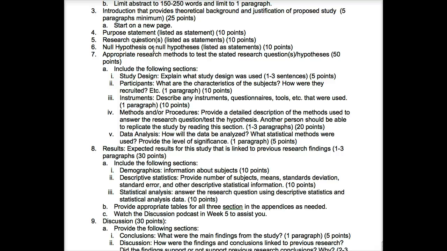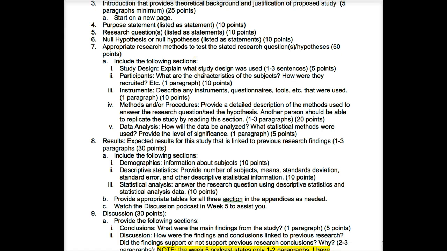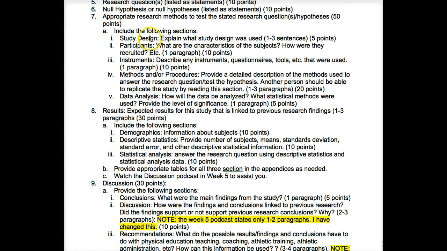Okay, null hypothesis or hypotheses. If you have two research questions, you should have two null hypotheses. If you have one research question, you have one null hypothesis, and that'll be a statement. Then right after the null hypothesis, you'll have your research methods section. And the whole point of the research methods section is to test the stated research question and the hypothesis.